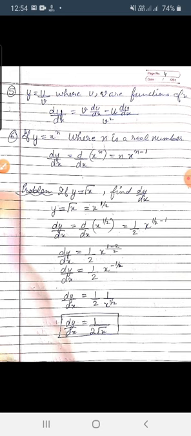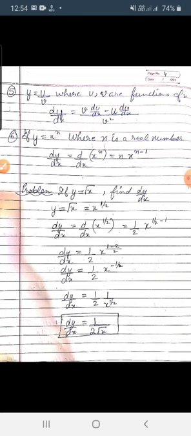I also repeat this theorem with the help of examples. The previous two examples are based on this theorem, that is, the power is shifted in front of the variable and the power is subtracted by 1. Okay, now the problem is y is equal to under root of x. When we write under root, it is equal to the power 1 by 2, not minus 1 by 2, power 1 by 2.